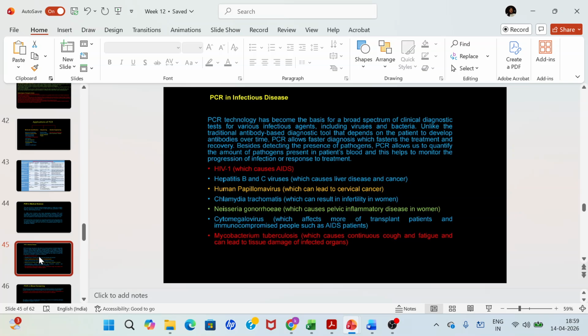Apart from that, hepatitis B and C viruses, human papilloma viruses, Chlamydia trachomatis, which results in infertility in women, Neisseria gonorrhoeae, which is again an STI and causes pelvic inflammatory disease in women, and cytomegalovirus, which affects more of the transplant patients and immunocompromised people such as AIDS patients. So yes, there are many kinds of infections that can develop, and PCR helps in detecting them.